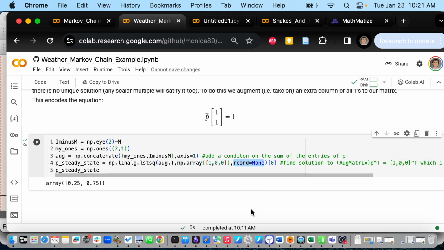But don't worry about that. You have to find the 0 thing. The 0 is the solution. The 1 and the 2 output some list with how big the error is and things like that, but you just want that one.